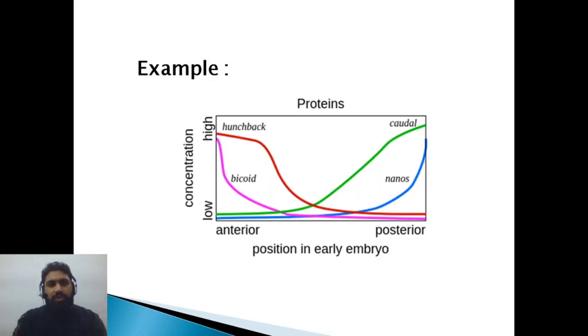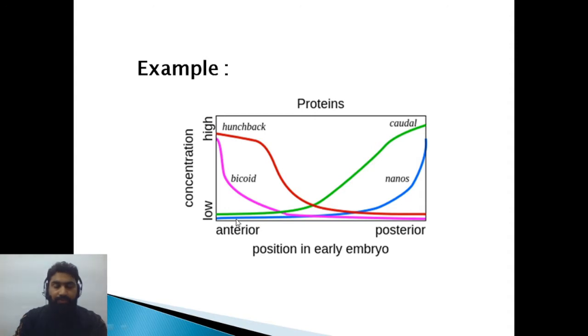As an example, if you are looking at this figure, suppose this is the anterior end of the embryo and this is the posterior end of the embryo. At the anterior end, you can see the concentration of hunchback and the concentration of bicoid. Suppose these are two proteins. The concentration of these factors is high in the anterior portion, whereas it is very low in the posterior portion. In the same manner, for caudal and nanos mRNA or proteins, the concentration of these two factors is high in the posterior end, whereas it is lower in the anterior end.